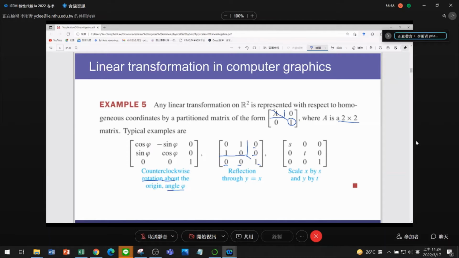And next, this is a 2×2 matrix representing scaling x by s and scaling y by t, a scaling matrix. Then we can do the same thing, which is by adding a diagonal element 1, and then the remaining positions we put 0. Now you see 3 matrices, each representing its own linear transformation, and now they are in homogeneous coordinates.